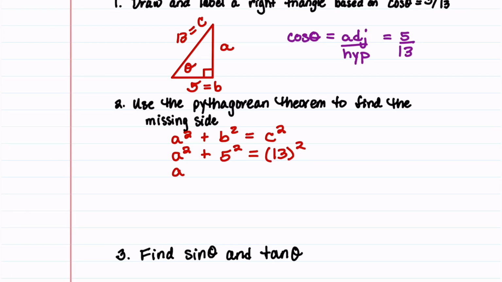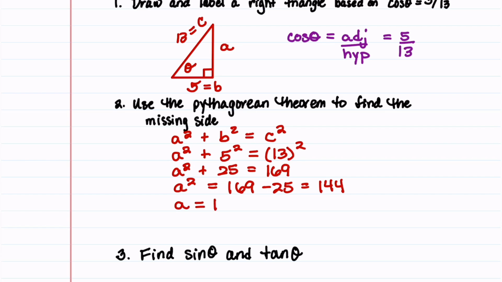So this gives us A squared plus 25 is 169. We'll subtract 25 from both sides of the equation. So we have 169 minus 25. That's equal to 144. And then lastly, we'll take the square root of both sides, and we'll get A is equal to 12. So we have our missing side. Let's go ahead and add that to our picture.